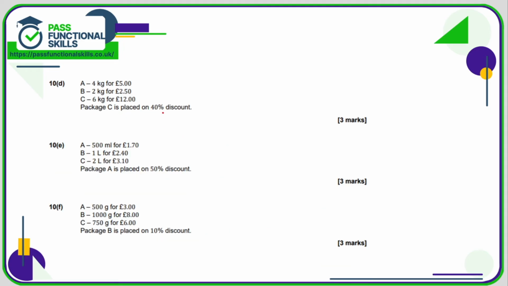Package C is 40% off, so therefore the price is now 60% of what it was. What is 60% of 12? Well, that's 12 multiplied by 0.6, and that is £7.20.